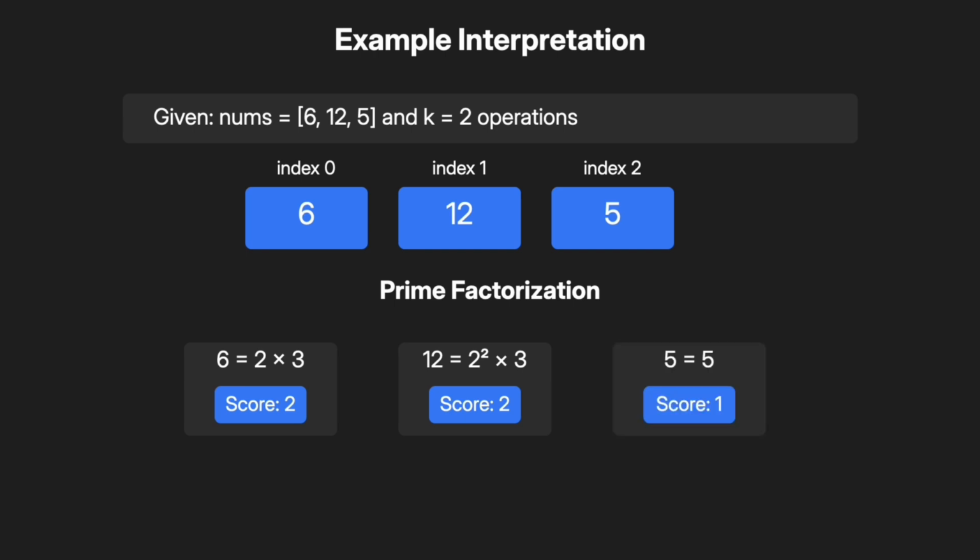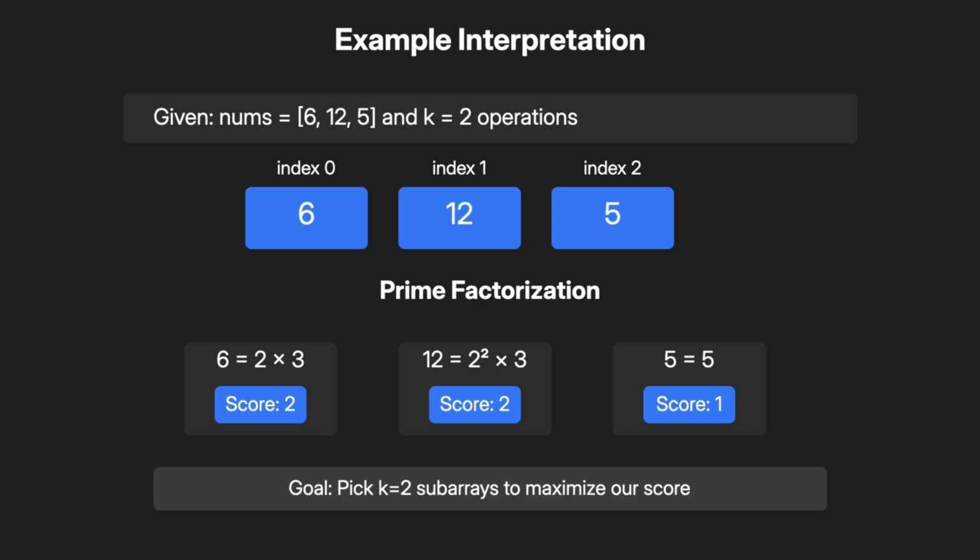And 5 is already a prime number, so it has just one distinct prime factor. Our goal is to pick two subarrays that will maximize our final score. Let's try our first approach. For our first operation, we'll pick the entire array, 6, 12, 5.